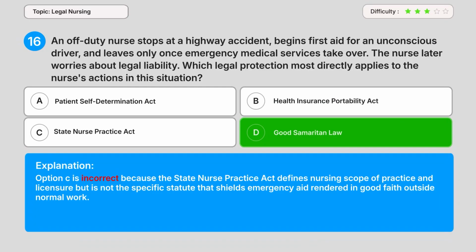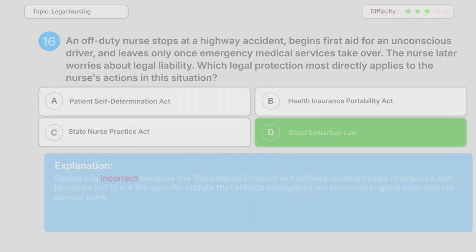Option C is incorrect, because the State Nurse Practice Act defines nursing scope of practice and licensure, but is not the specific statute that shields emergency aid rendered in good faith outside normal work. Stopping at a highway accident raises a legal question every nurse asks: what if I get sued? The Good Samaritan Law exists for exactly that reason.